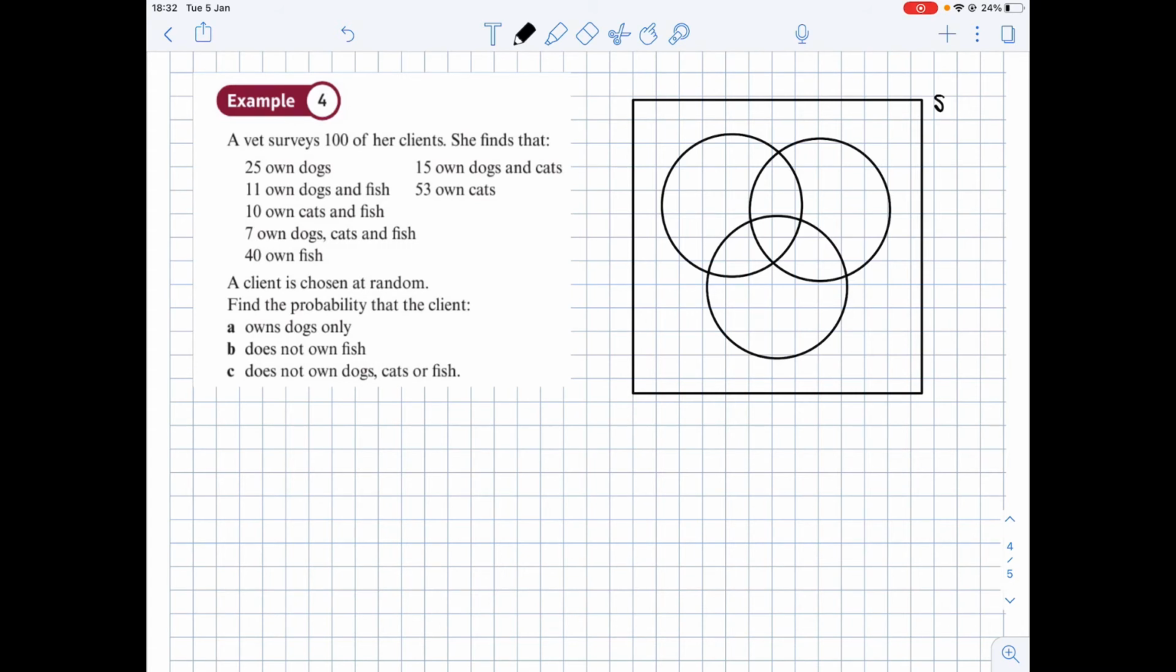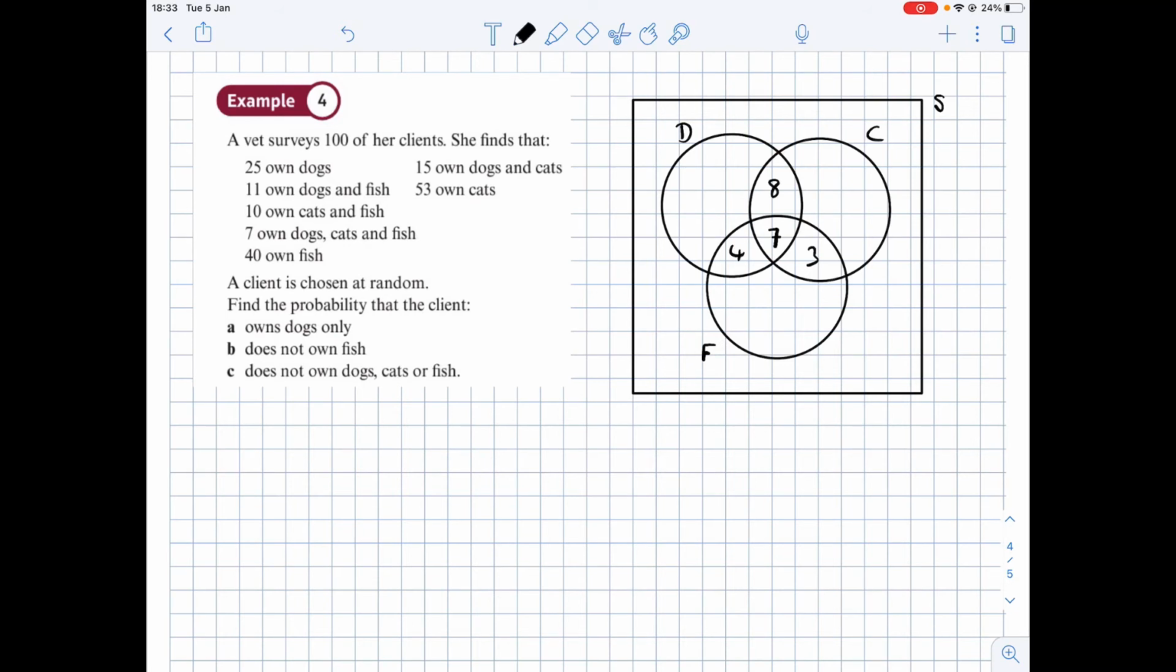Okay, so now looking through the different values, 7 own dogs, cats and fish, so I'm going to put 7 in the middle. Next, we have 10 own cats and fish, meaning cats and fish should be 10, so we're missing a 3. Next, 11 own dogs and fish, meaning we're missing a 4. 15 own dogs and cats, meaning we're missing an 8.